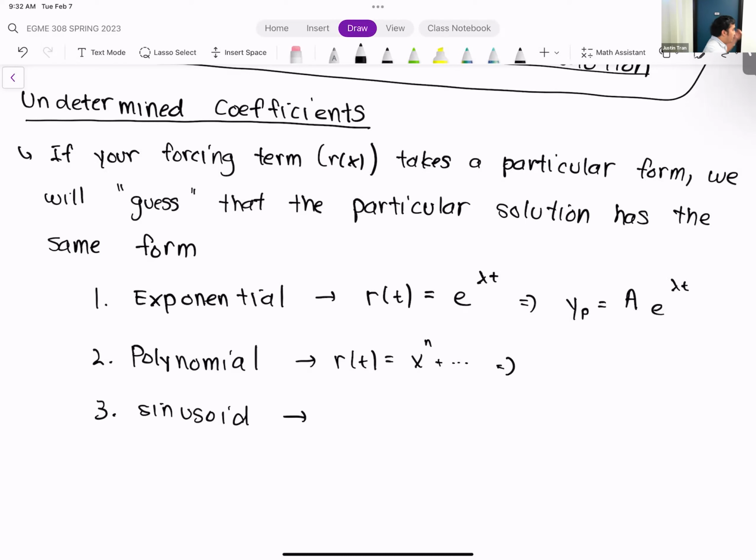The polynomial one is probably actually the most complicated. And so let's say you have a polynomial with a certain power n. Okay, what we need to do is that our guess for the particular solution is going to be a polynomial that starts with the same order, but also includes all of the lower order polynomials as well. Okay. And so we have y_p equals A x^n plus B x^(n-1) plus C x^(n-2), dot, dot, dot. Okay.